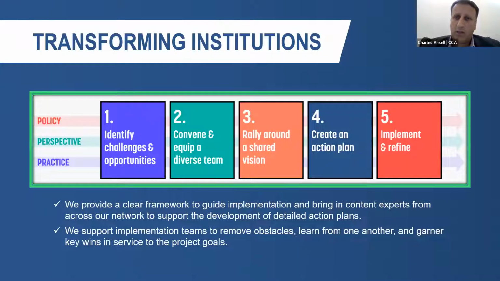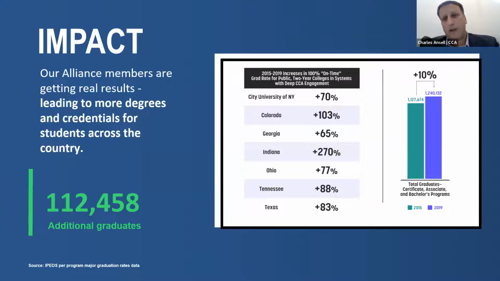And so when it comes to making that change, we generally follow 5 steps: making sure that we're identifying what's really needed at your college or university, convening the team, rallying around a shared vision for making that change, then finally getting into the actions, and then ultimately monitoring to implement and refine. Our impact is very strong.